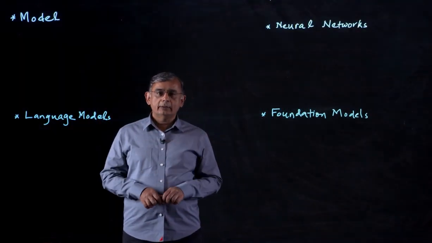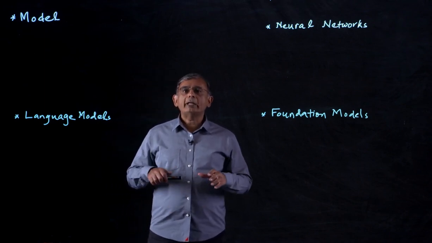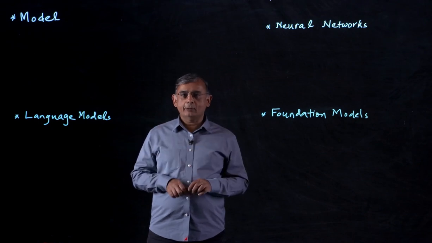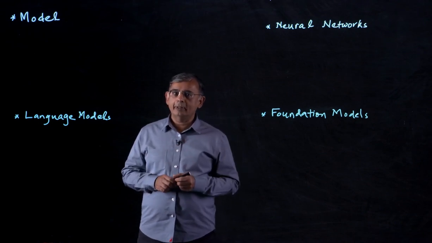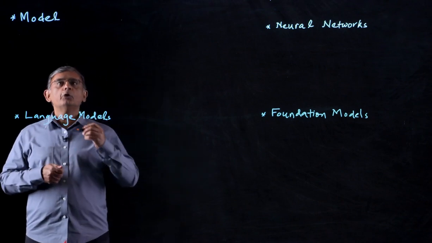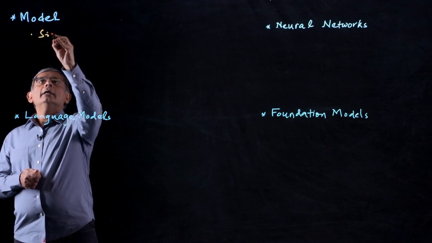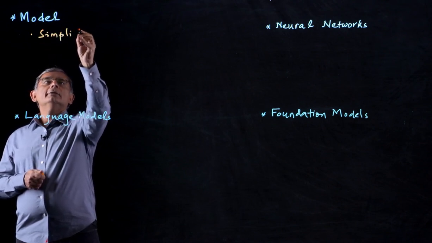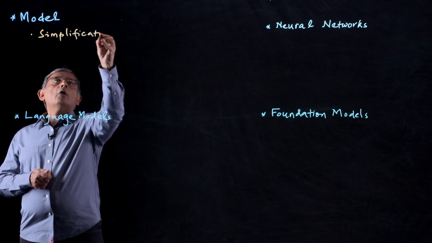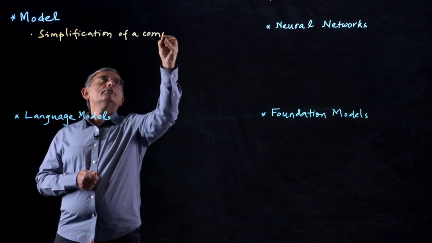And so I decided to take a few minutes and talk through broad categories that you see displayed here on the board, and we will cover them one by one. So starting with the general term model, what do we mean? Typically, a model is a simplification of what? Of a complex phenomenon.